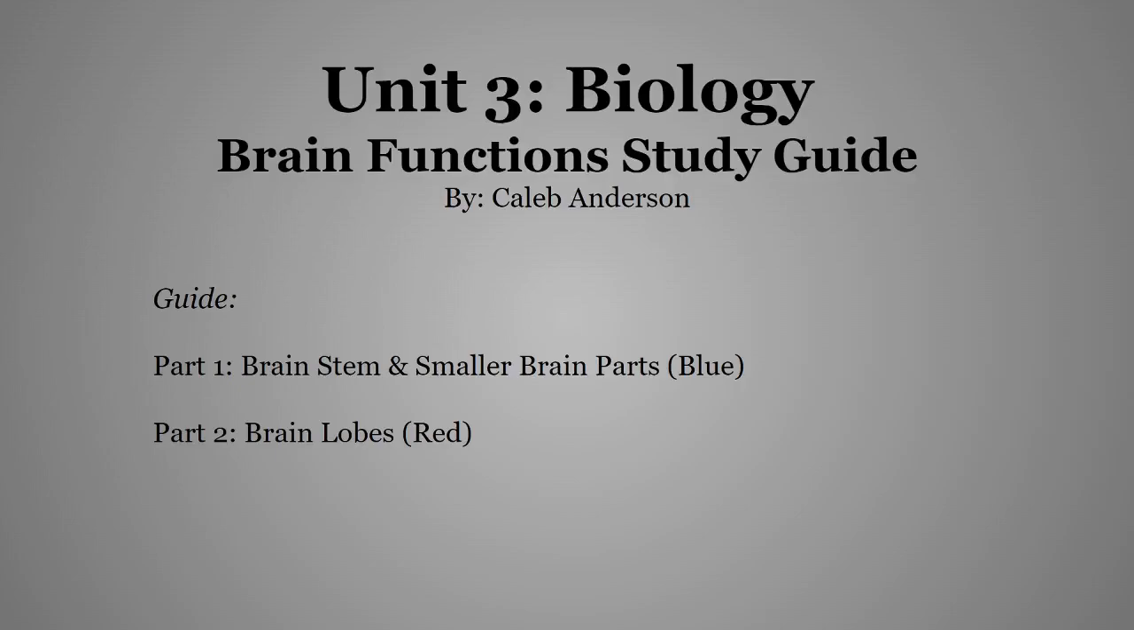Unit 3, Biology, Brain Functions Study Guide by Caleb Anderson. This guide has two parts. Part 1, Brainstem and smaller brain parts. That's marked by the blue slide. Part 2, Brain Lobes. That's marked by the red slide.